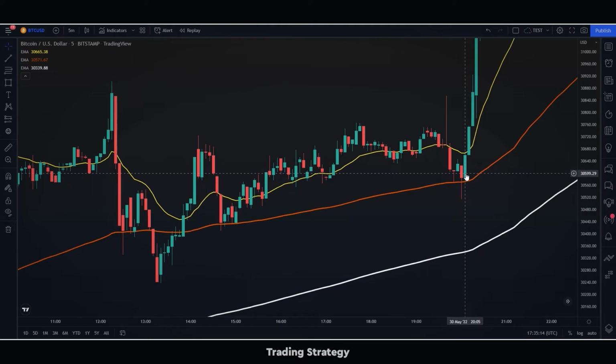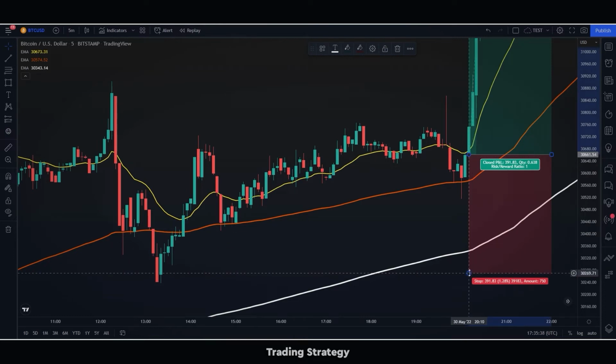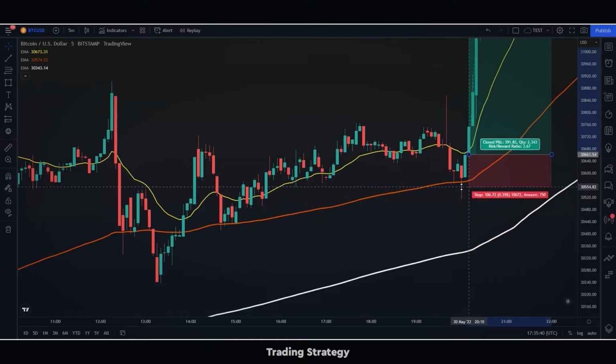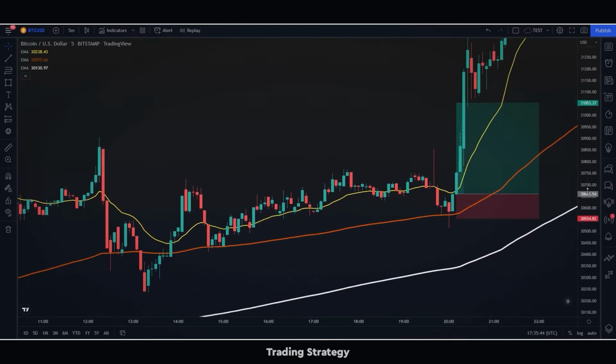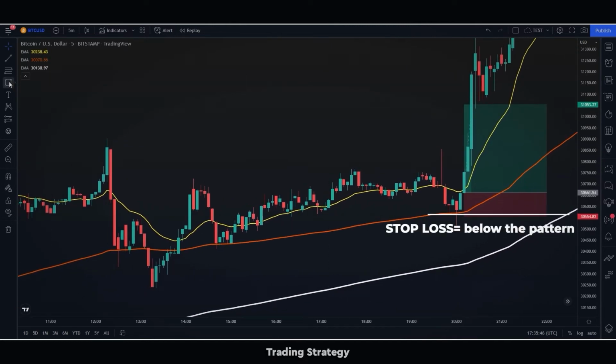The bullish engulfing candle may not be perfect. Also, the yellow EMA must be above the orange EMA. If this happens and the EMAs are not crossing, we will execute the buy operation. We will place our stop loss below this candlestick pattern and our take profit at the support and resistance zones, with a minimum risk-benefit ratio of 1:1.